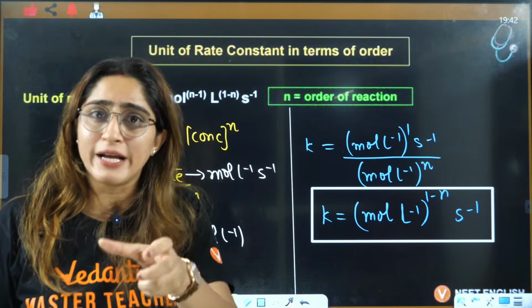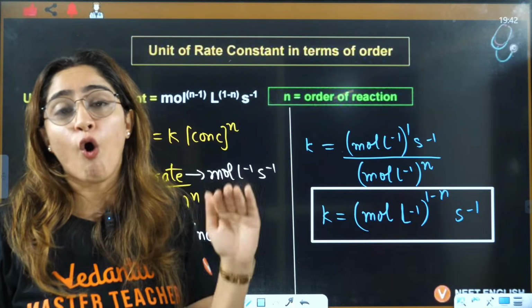According to that, you can generate units of rate constant for any of the following.